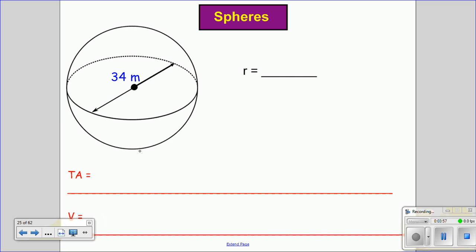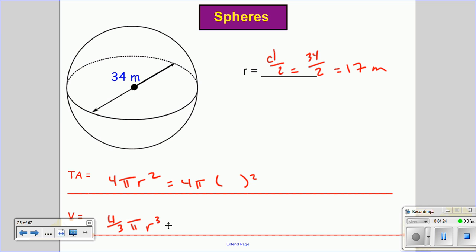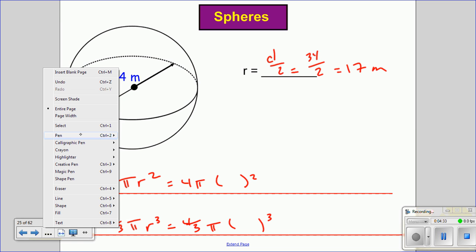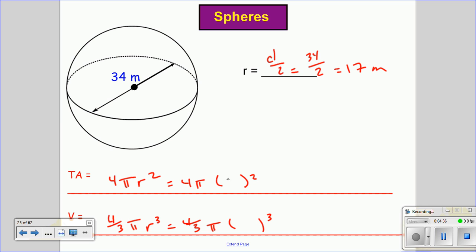On this second sphere, we're given our diameter. So we have to take our diameter and divide it by 2 to find our radius. So 34 divided by 2 is 17 meters. Again, our formula for surface area is 4 times pi times radius squared. For volume, it's 4 over 3 times pi times radius cubed. So we insert our radius, 17, into both formulas.